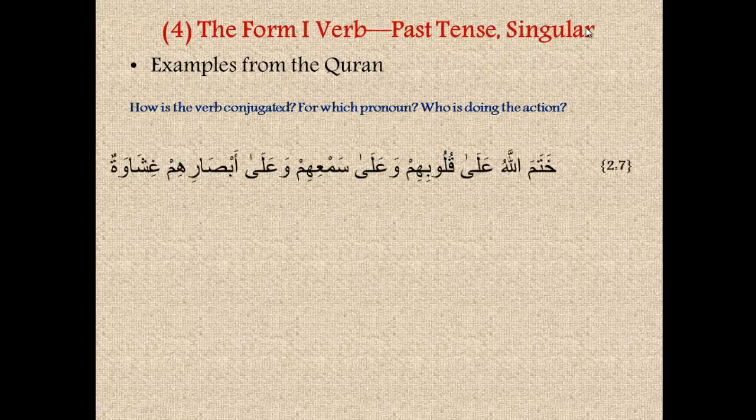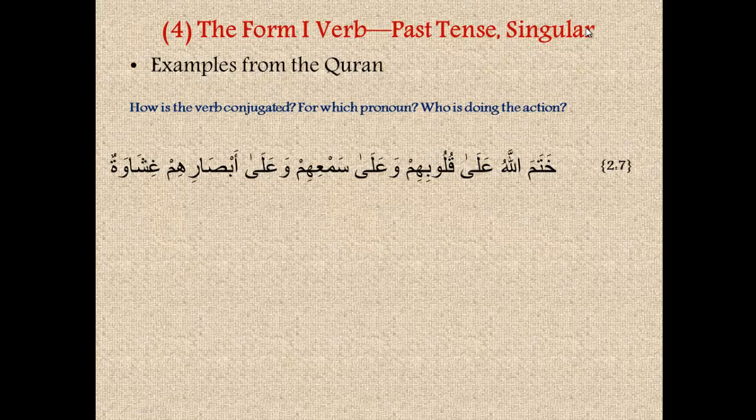So verse number 1, this is from Surah Al-Baqarah, verse 7. Allah says, خَتَمَ اللَّهُ عَلَى قُلُوبِهِمْ وَعَلَى سَمْعِهِمْ وَعَلَى أَبْصَارِهِمْ غِشَاوَةٌ. Allah has placed a seal upon their hearts, and upon their hearing, and over their sights, over their eyes, is a cover or a veil.